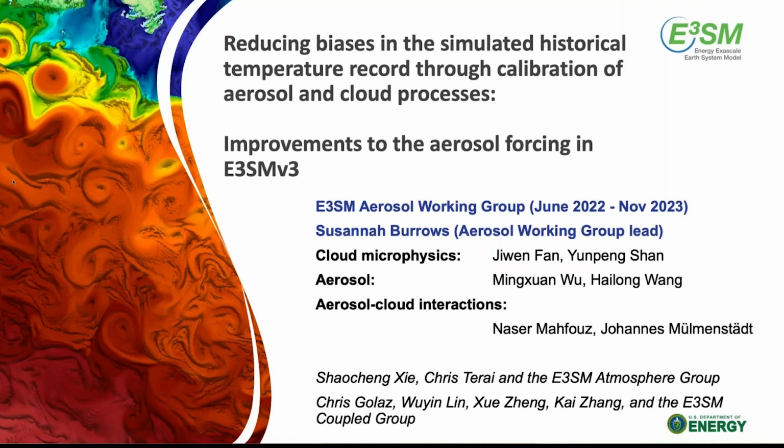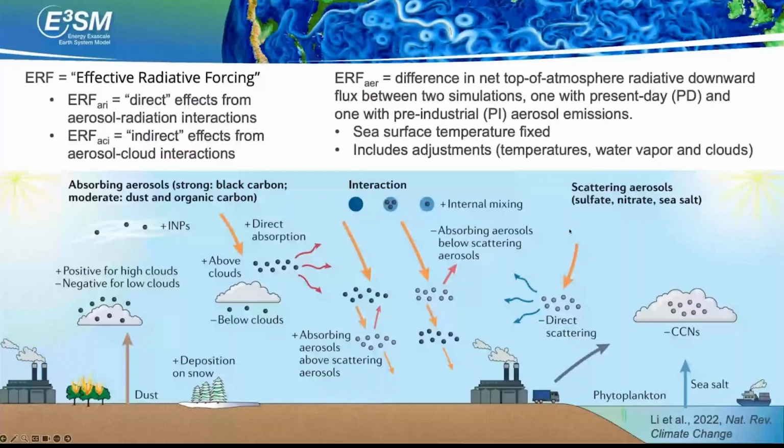So moving directly to the talk, I first want to just introduce a concept that I'm going to refer to a lot for those who are not experts in this area. I'm going to be speaking about the impacts of the aerosols in the E3SM model on the aerosol effective radiative forcing. And so the effective radiative forcing is the difference in the net top of atmosphere radiative downward flux between two atmosphere simulations. And for the aerosol, we perform one simulation with present day aerosol emissions and one with pre-industrial emissions. And then we difference them using fixed sea surface temperature to ensure that the climate remains the same.